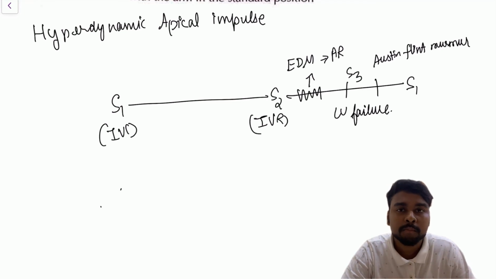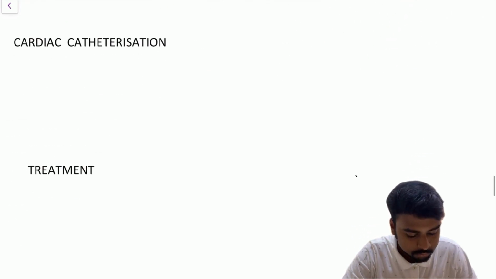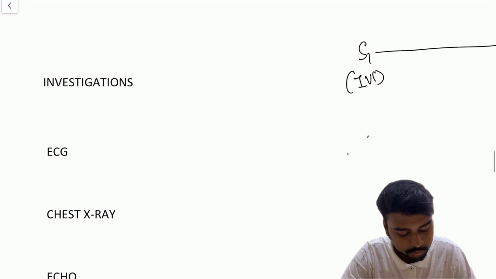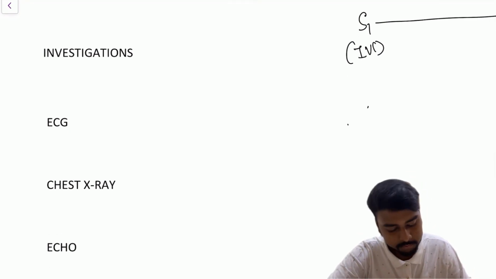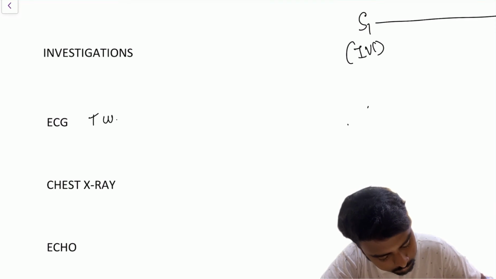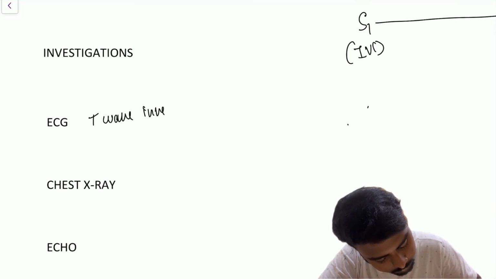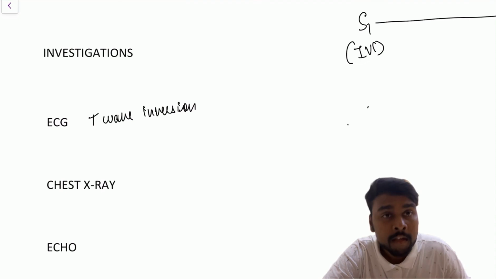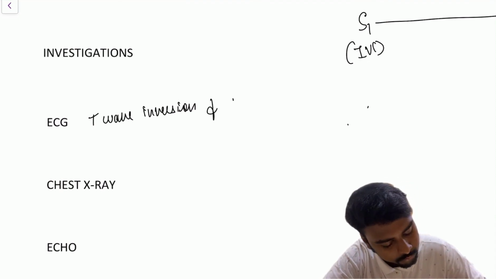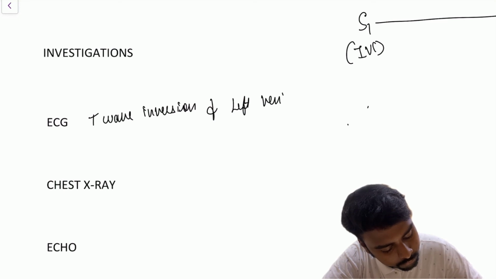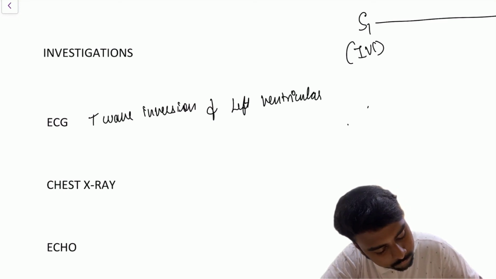Okay, let's move on to investigations. So let's see the ECG findings. There is T-wave inversion and findings of left ventricular hypertrophy.